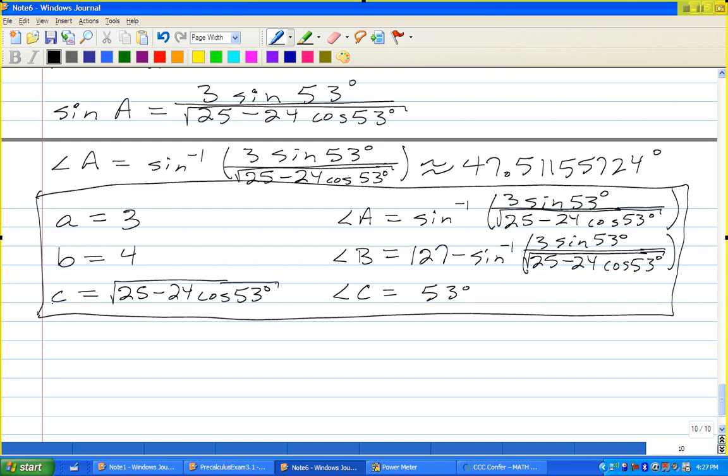Oh, and of course, angle B is 127 minus that. It's approximately 79.48. Angle B is approximately 79.48844276. I forgot to write that down.